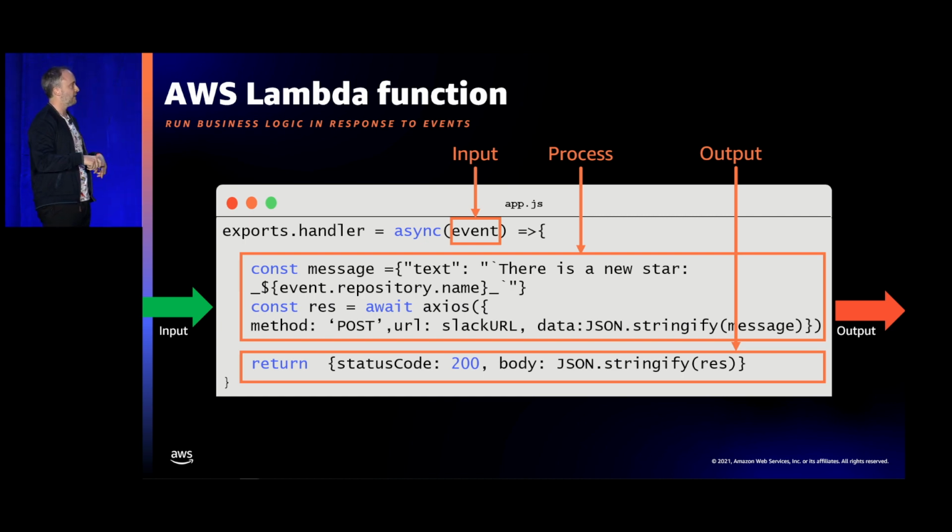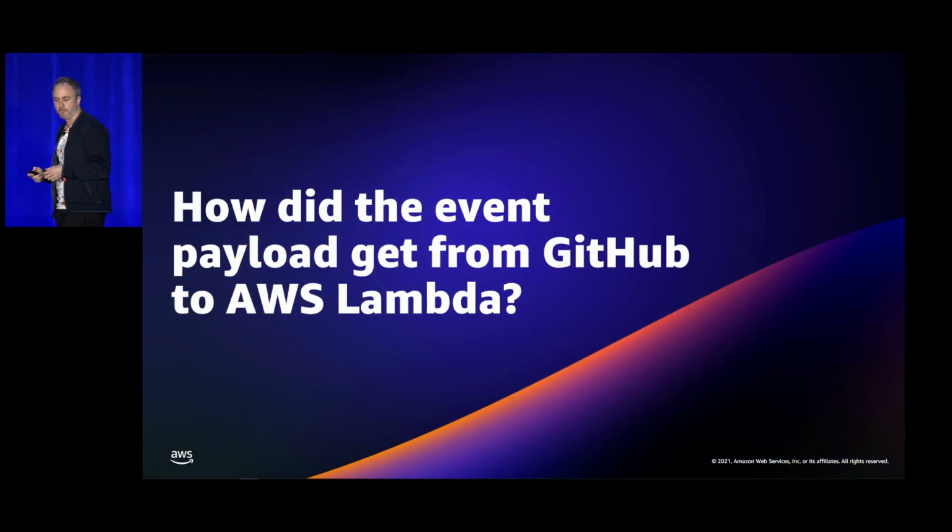Then the next part is the process, right? Here I create a new JSON payload where the text says there is a new star event, and to that text I grab the name of the repository from that input payload, and then I use a node module called Axios to send another HTTP request onto my Slack channel. And then the output of this is the stringified result of that post to my Slack channel, along with the status code 200. So input, process, output. It's still there in my Lambda function. Nice and plain to see.